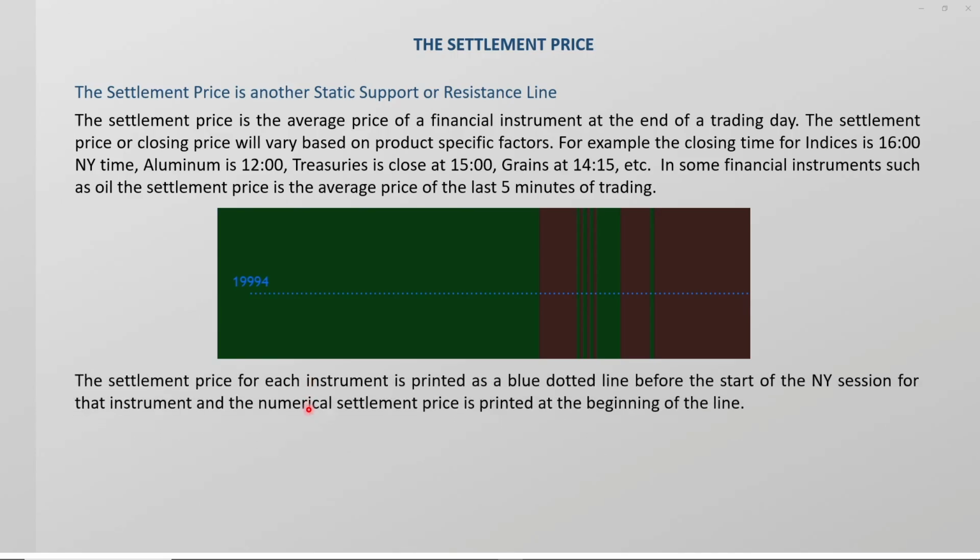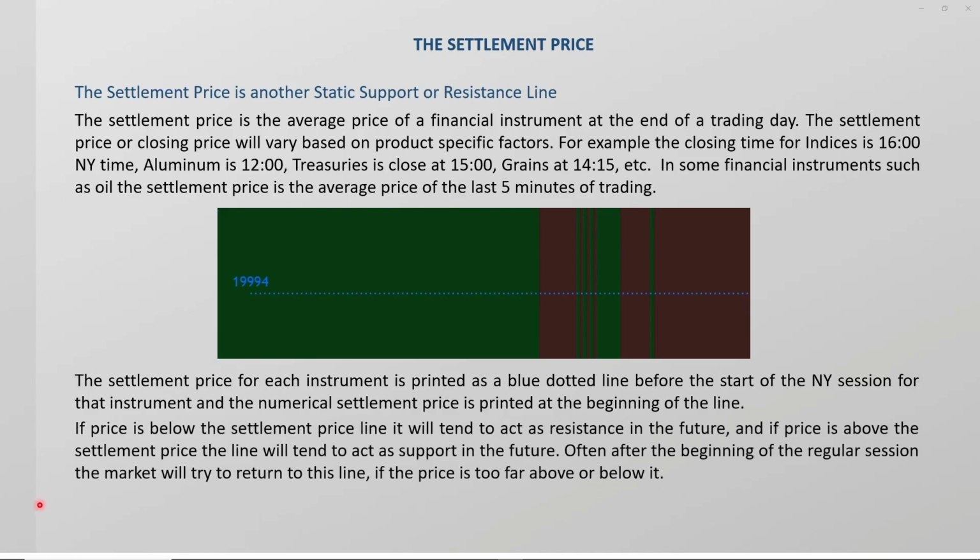The settlement price for each instrument is printed as a blue dotted line before the start of the New York session for that instrument, and the numerical settlement price is printed at the beginning of the line, right here. If price is below the settlement price line, it will tend to act as resistance in the future. And if price is above the settlement price line, it will tend to act as support in the future.